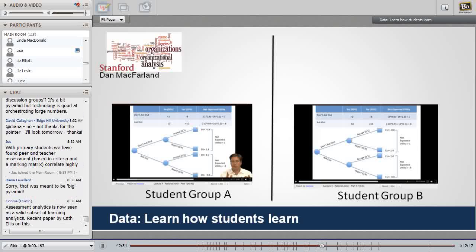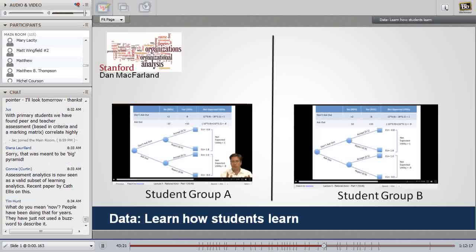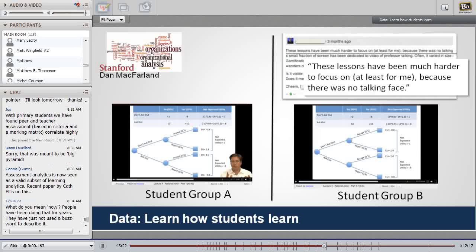You won't believe how many hours I and the other early MOOC pioneers spent debating this particular question. And we thought, well, with a MOOC, we can finally answer this question. We can send 20,000 students to student group A, send 20,000 students to student group B, and we can just see which group of students does better. So what's the answer? Should we put the instructor's face there or not? The answer is that, sadly, we still don't know.